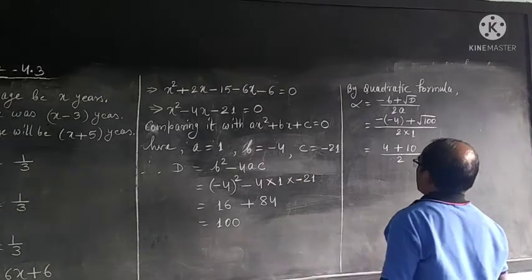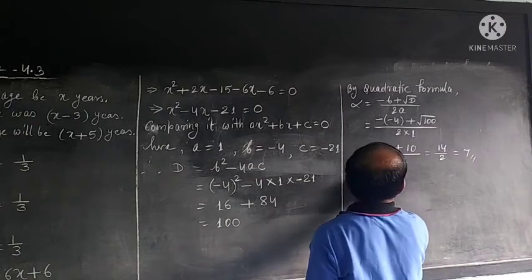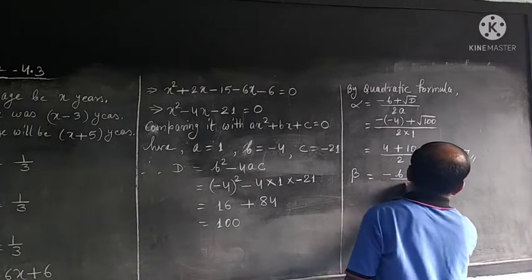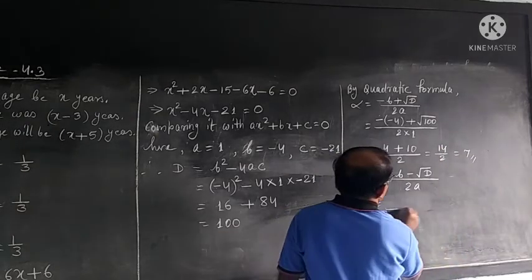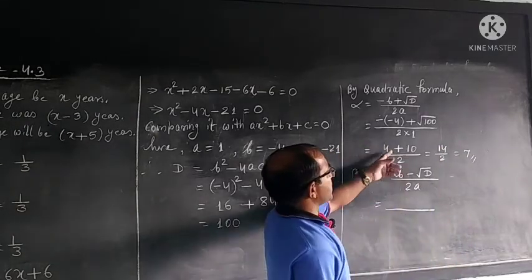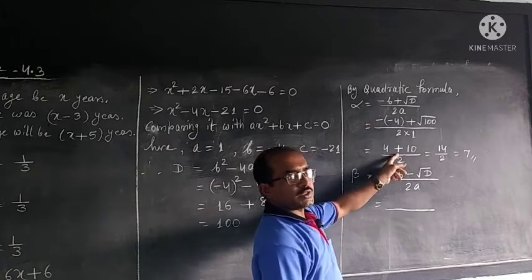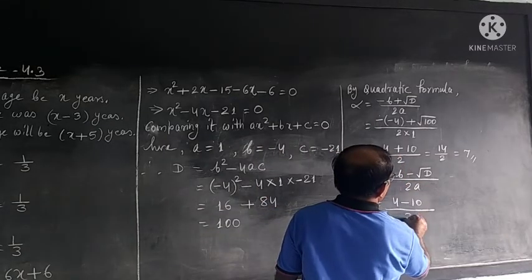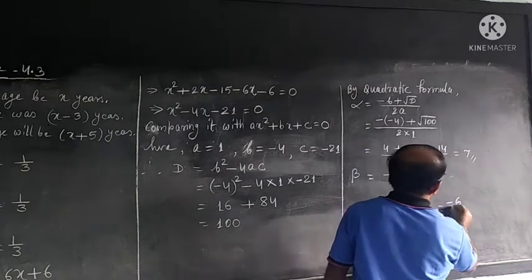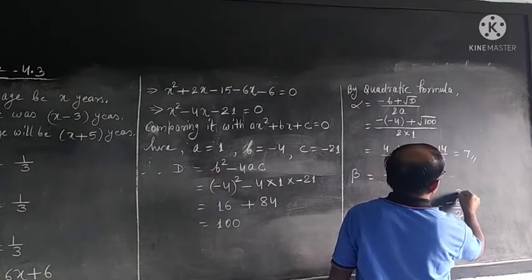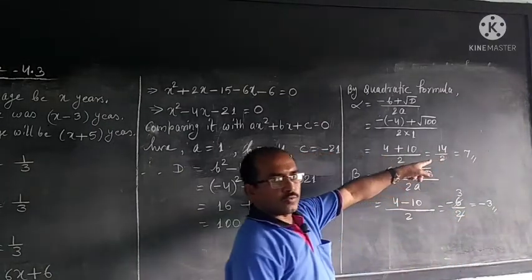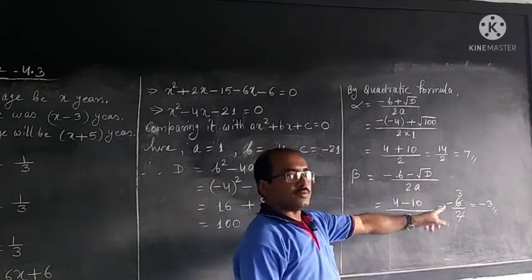14 by 2 is what? 7. And let us see beta is what? Minus b minus root D by 2a. So, we will write this formula and then straight we will come at this step, only the sign will change. 4 minus 10 by 2, we will get what? Minus 6 by 2, 2 1s are 2, 3s are 6. We get here another root is minus 3. One root is 7, another root is minus 3.